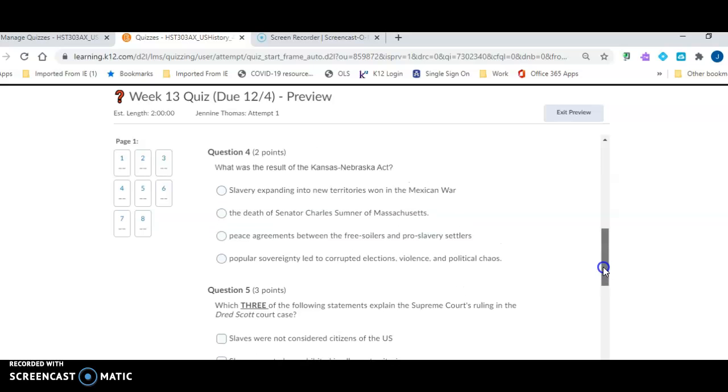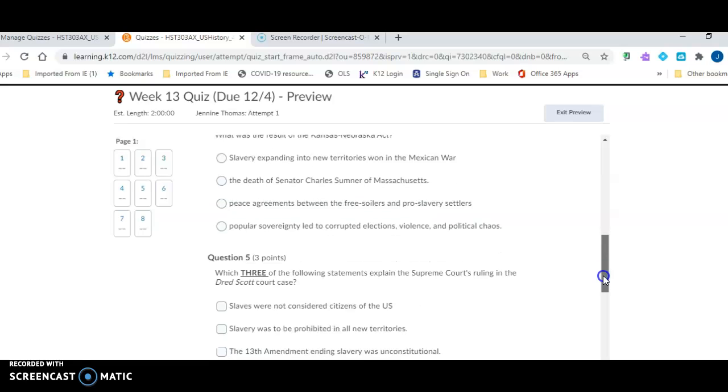Number 4. What was the result of the Kansas-Nebraska Act? Slavery expanding into the new territories won in the Mexican War, the death of Senator Charles Sumner of Massachusetts, peace agreements between the Free Soilers and pro-slavery settlers, popular sovereignty led to corrupted elections, violence, and political chaos.